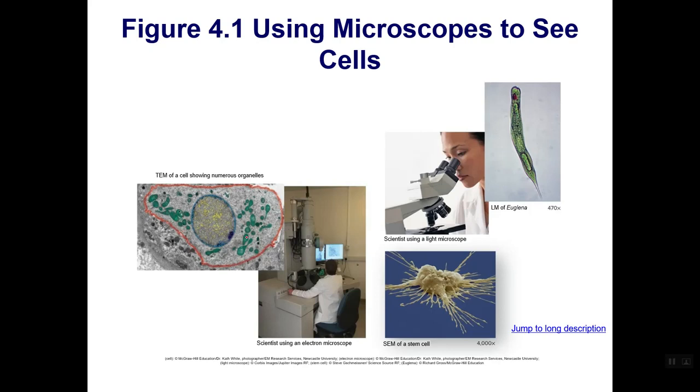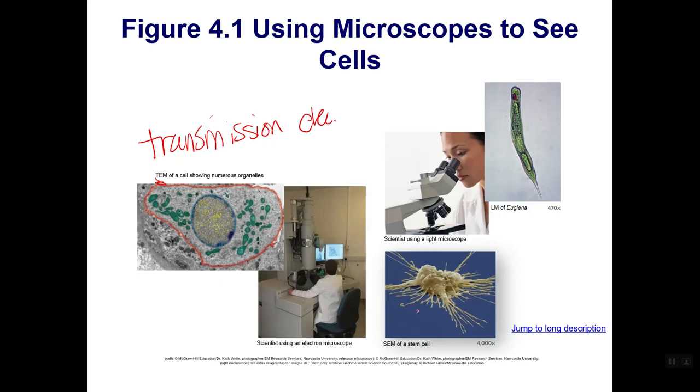The type of microscope that took this picture is called a TEM. That's a transmission electron microscope. And they call it a transmission electron microscope because it literally transmitted. It went through the cell to take a picture of the inside of that cell. Here's a picture of a scientist using said electron microscope.